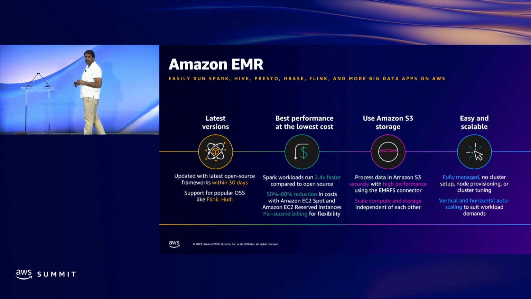One of the big things about EMR is we keep up to date with the latest open source version within 32 or 60 days of its release. So EMR supports a wide variety of EC2 instances. If you are working on a compute intensive job, you can choose your cluster with the compute optimized instances.